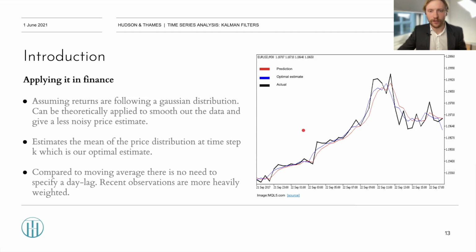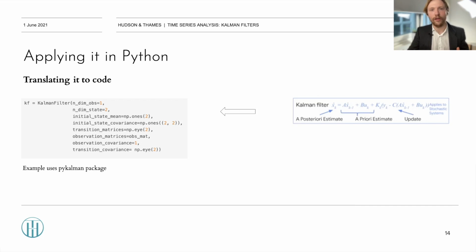And if you look here at the chart, you can see the actual price at time step k, the prediction in red of the price, and then the optimal estimate in blue. One benefit here is if you compare it to moving averages, there's no need to specify a day lag, and recent observations are more heavily weighted. So we can use the Kalman filter to smooth out the asset prices. If you want to apply it in Python, you can of course try to implement it yourself, but there are also a few packages, for example PyKalman, which will give you a fully implemented Kalman filter.